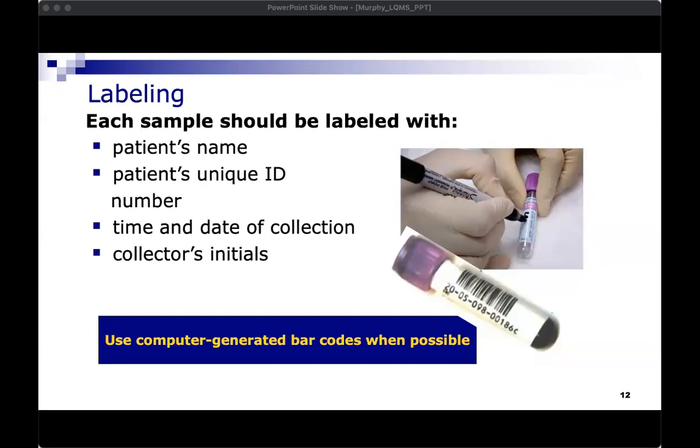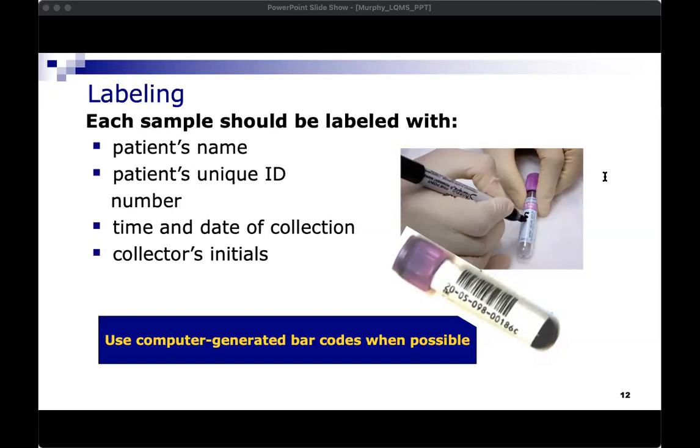And then it's also really important to think about when the labeling is being done. This is something that may not be intuitive to someone who doesn't work in the lab, but we know that errors in sample labeling can lead to hugely destructive patient outcomes. So we really want to make clear that labeling always needs to be done at the time of collection, right?